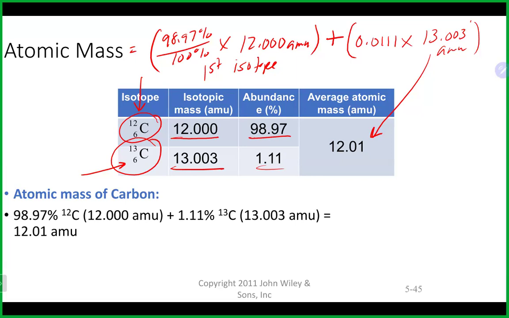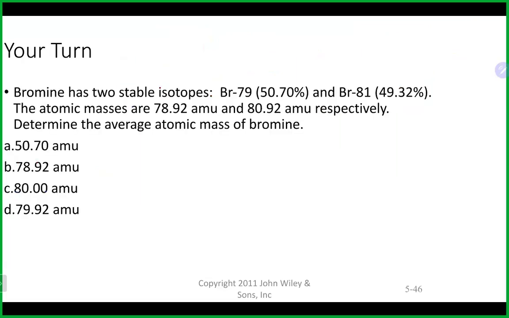Other questions? All right, so why don't you try one here? We have bromine, which has 2 isotopes. Bromine-79, 50.70% of the time, and bromine-81, 49.32% of the time. The atomic masses of each of those are 78.92 and 80.92 respectively. What is the atomic mass of bromine?